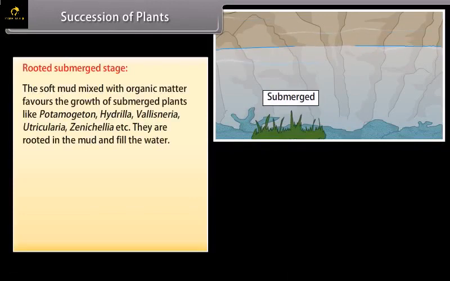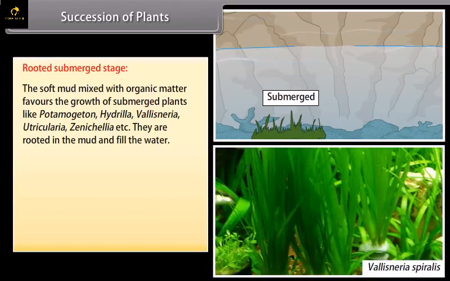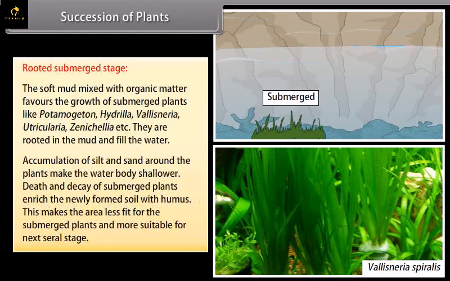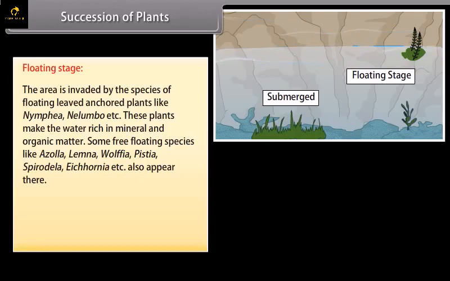Rooted submerged stage. The soft mud mixed with organic matter favors the growth of submerged plants like Potamogeton, Hydrilla, Vallisneria, Utricularia, Ceratophyllum, etc. They are rooted in the mud and fill the water. Accumulation of silt and sand around the plants makes the water body shallower. Death and decay of submerged plants enrich the newly formed soil with humus. This makes the area less fit for the submerged plants and more suitable for the next seral stage, the floating stage.